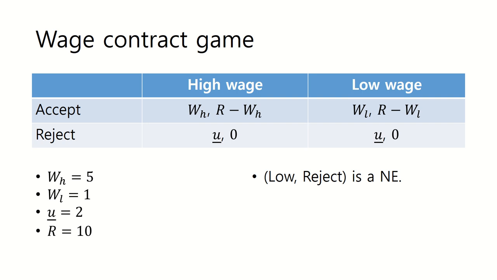Alright? But as you might notice, this prediction is weird, and this game is weird. This looks weird because, you know, probably if high wage is offered, then the worker will accept it and everybody will be happier. But that doesn't happen. The reason is there is a problem in representing the situation. There is a problem in modeling the situation. The problem is the worker's action is unconditional.